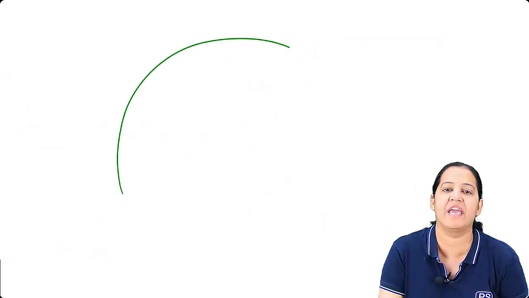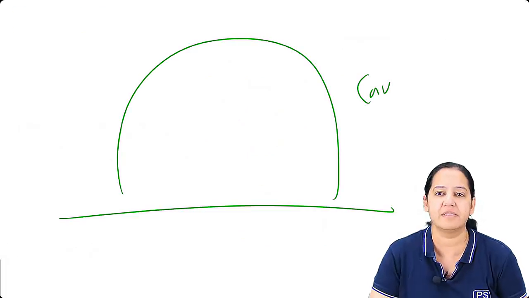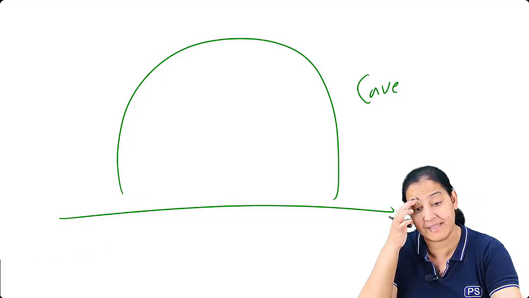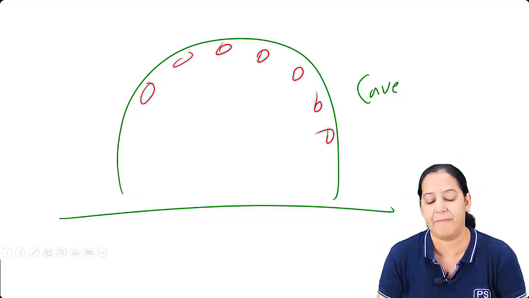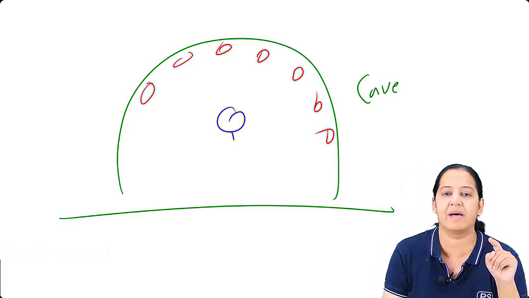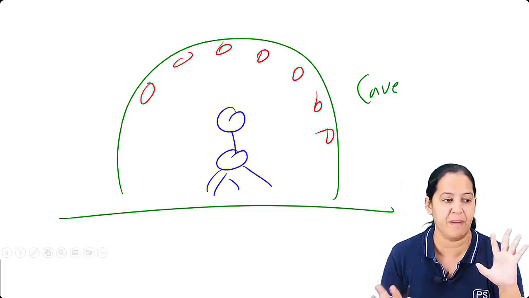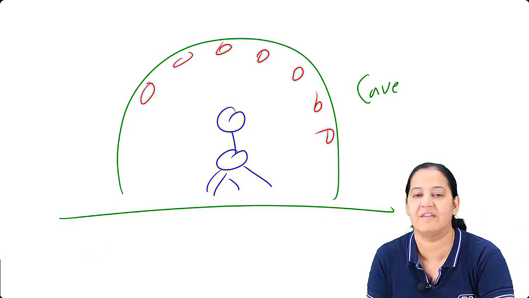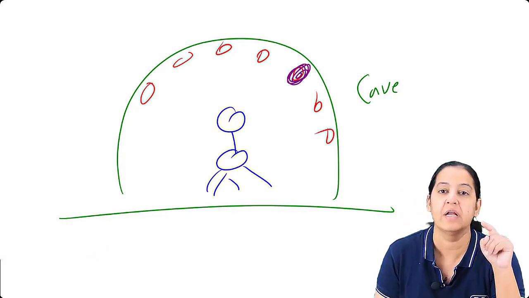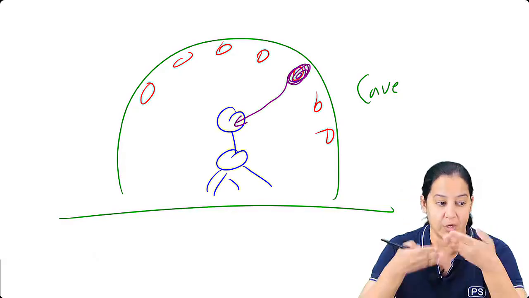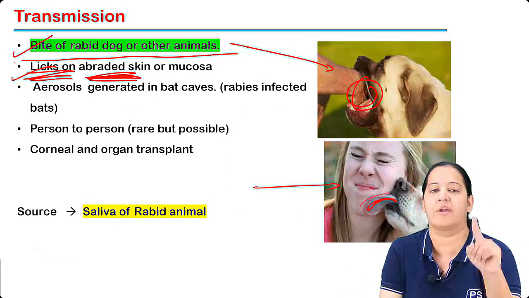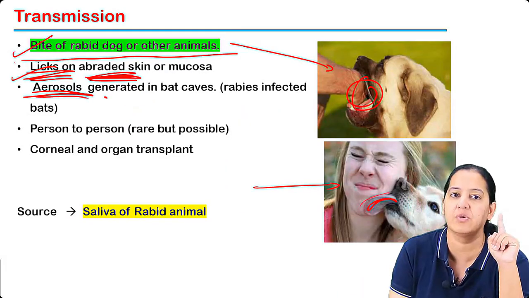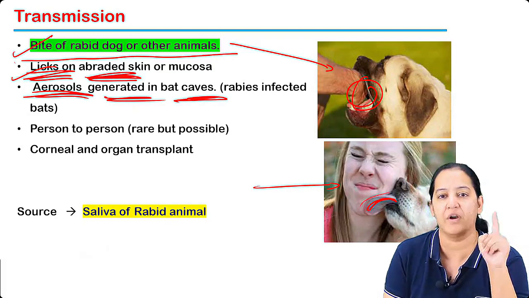Bats remain in caves. This is a cave, inside which bats are there. This is a bat's cave. Some human is passing through such a cave in which bats are there, and imagine one of the bats is infected. So via the inhalational route it can go inside, via aerosols. So it can also be a rare route: inhalation of the aerosols generated in the bat cave. One of the bats is having rabies.